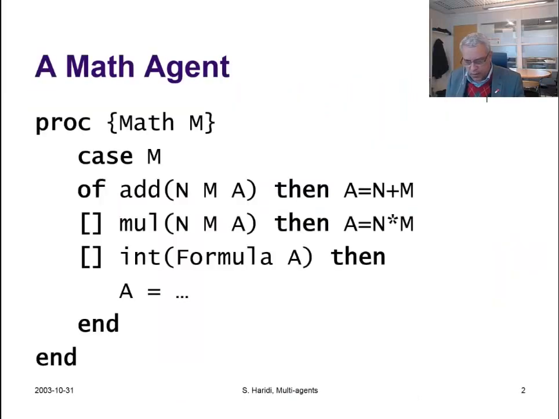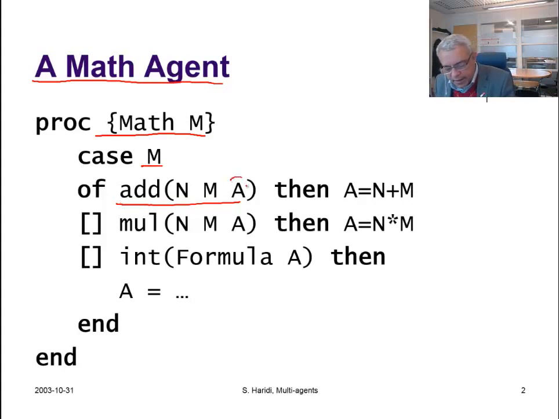Okay. So as an example, we would like to define a mass agent. And what is a mass agent? We'll see that later, but it's going to execute the following procedure. Whenever it receives a message M, it looks at the message and performs an arithmetic operation. The arithmetic operation could be an add, and it returns the result of the addition by binding the dataflow variable A. And if it can do a multiply, it can do integration and so on. So the agent just responds to messages, and messages are a form of commands to do some action.